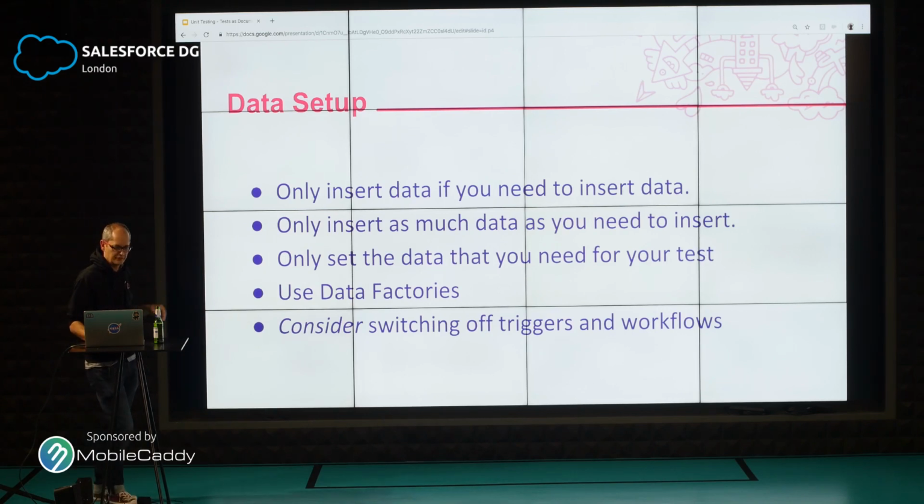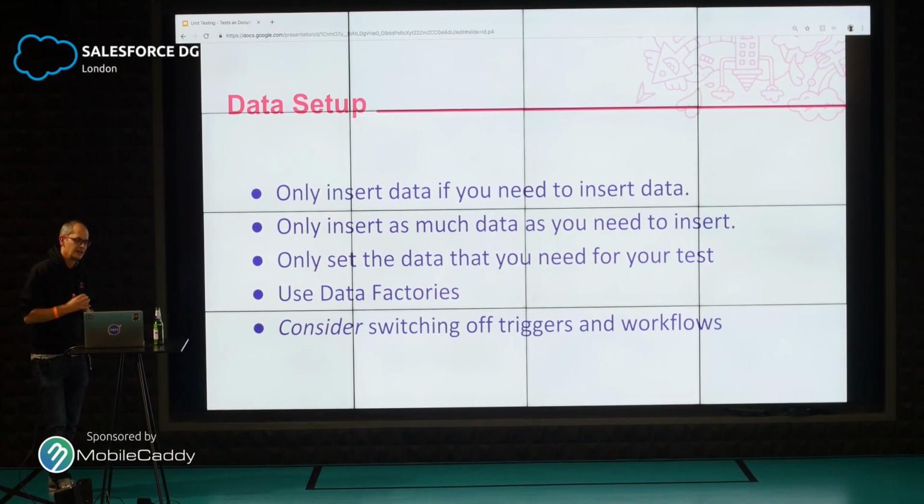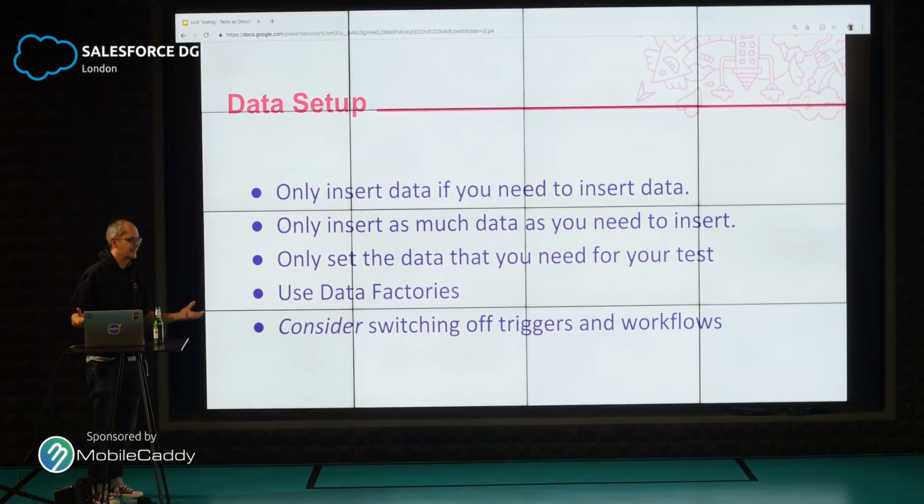I could do a whole thing on data factories if we wanted to. I would consider switching off triggers and workflows and process builders and things like that. Obviously, we all have frameworks that we use in order to make that easy to do. Generally, I would say that's probably not such a great idea because you're then isolating yourself a little bit too much. So if you can get away with never switching those things off in your tests, I would suggest that you don't.